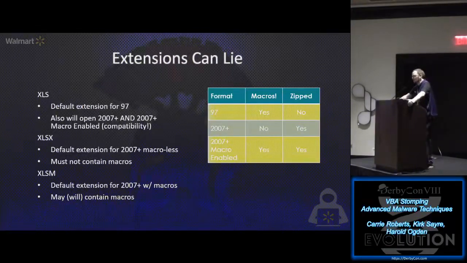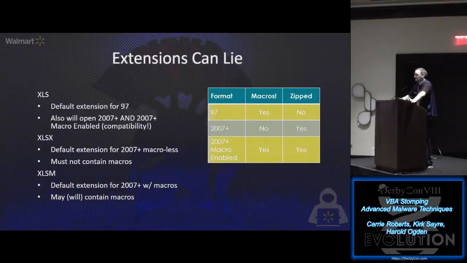So one of the things that we see taken advantage of, and it also will work to your advantage, is that extensions can lie. So just because something's named .xls doesn't mean it's the old 97 format. So that's one of the things that you can take advantage of. So the XLS will open both the XLS and XLSM format. So you can have an XLS file that'll run macros on the new OpenOffice format.